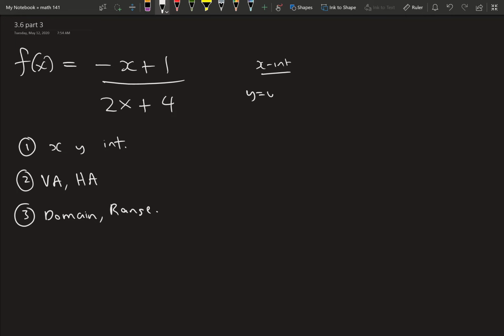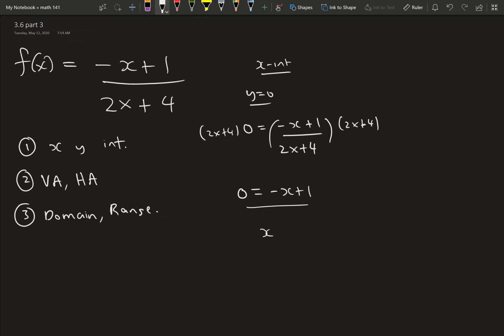So for the X-intercept, we set Y to be 0, so we have 0 is equal to negative X plus 1 divided by 2X plus 4. And we multiply both sides by 2X plus 4, giving us 0 is equal to negative X plus 1. And essentially recall that if you want a fraction to be 0, the numerator has to be 0. And that's exactly what this equation says. So you get x equals 1 from this. Okay, so we have the point (1, 0).